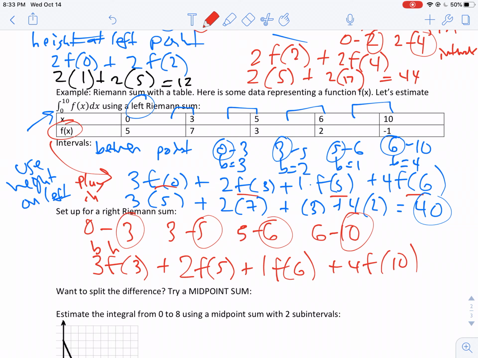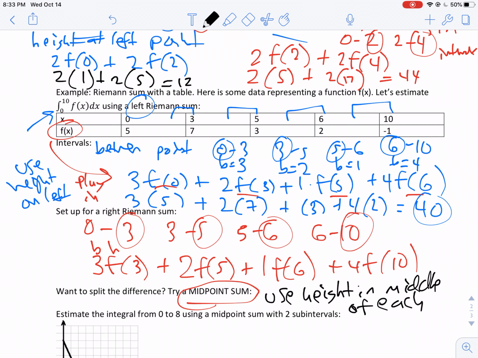Okay, now you might say, hey, we could go left, we can go right, but wouldn't it be better to go somewhere in the middle? Would that be a better estimate? And you can. So this is called a midpoint Riemann sum. Basically what you're doing with a midpoint sum is you use the height in the middle of each interval.